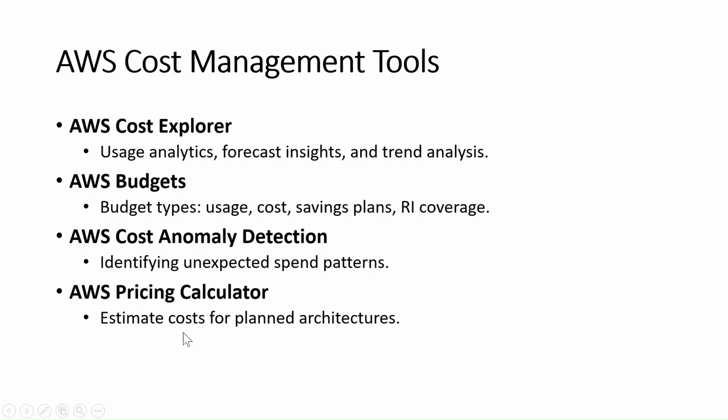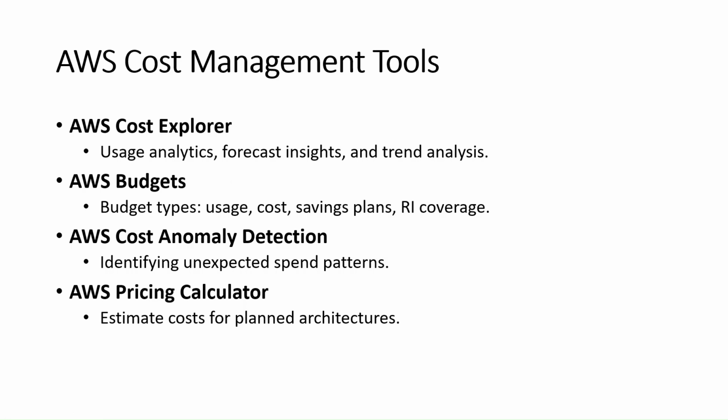These are the cost management tools provided by AWS. The first one is AWS Cost Explorer. It helps you analyze your AWS usage and spending in detail, so you can see where your money is going, spot trends, and make better budget decisions. And the second one is AWS Budgets. It allows you to set a spending or usage limit and get alerts if you are about to exceed them.